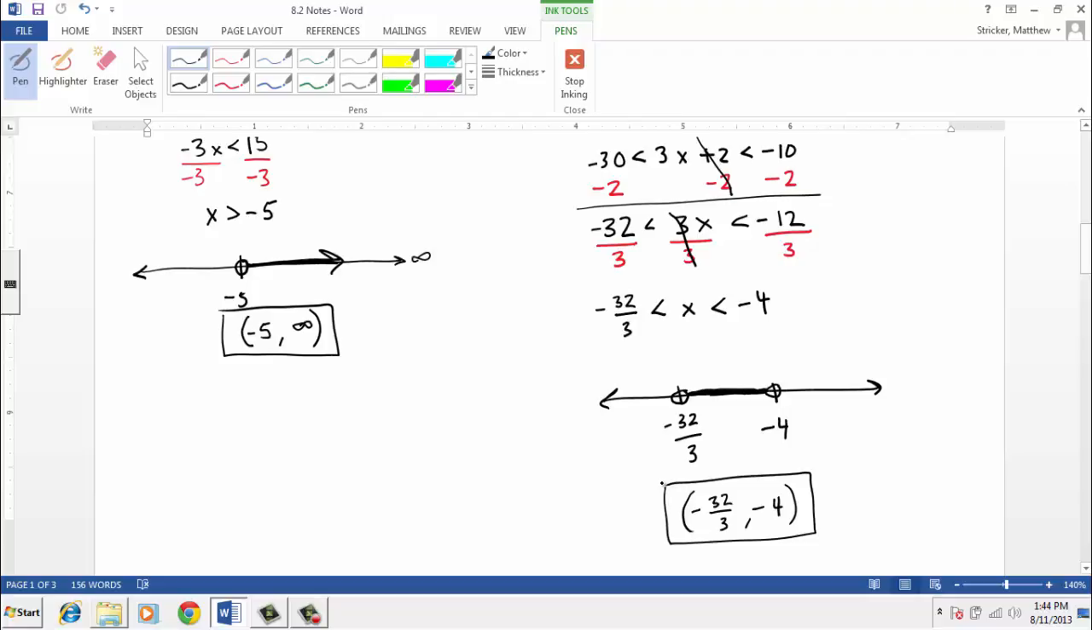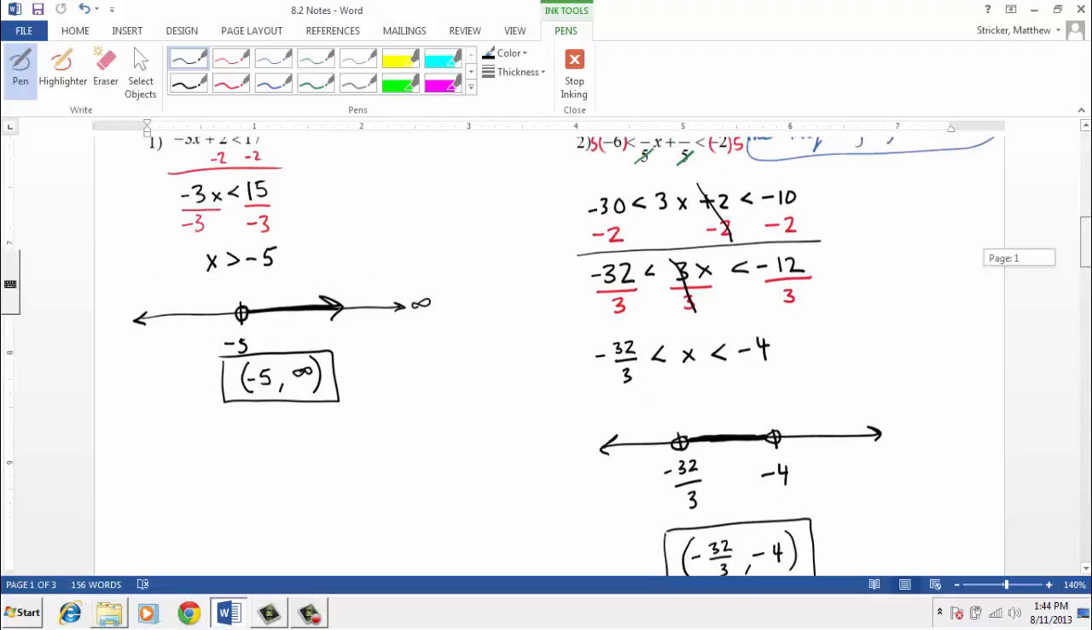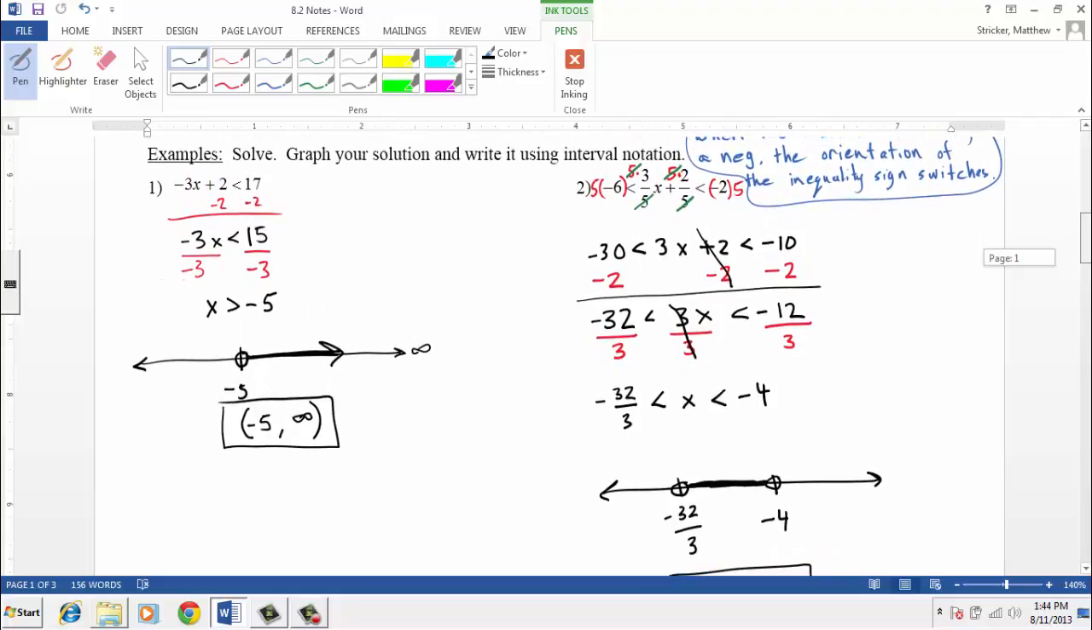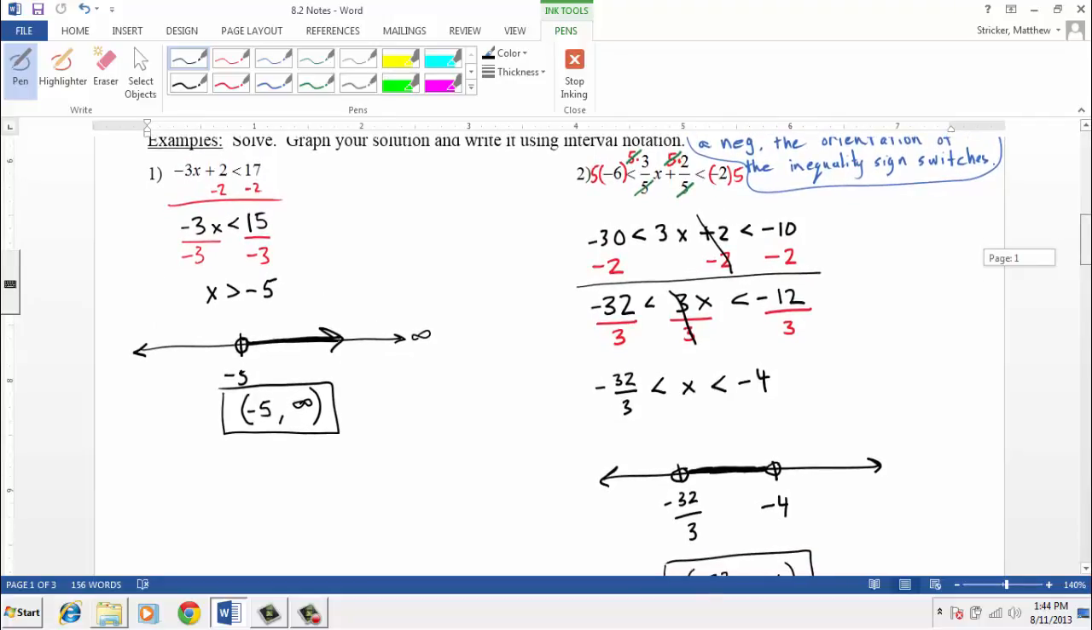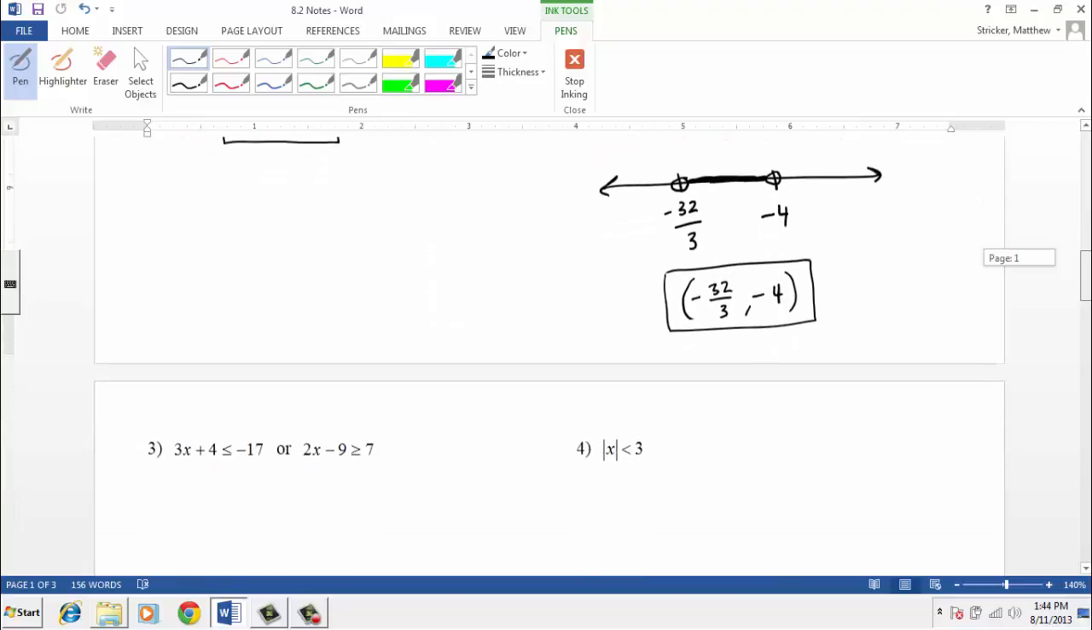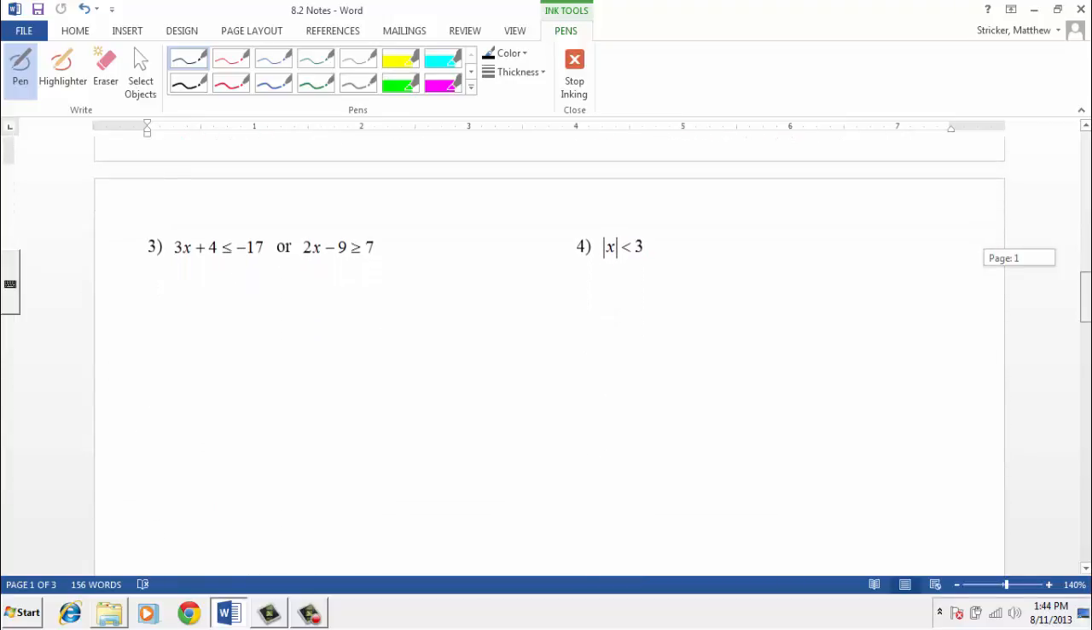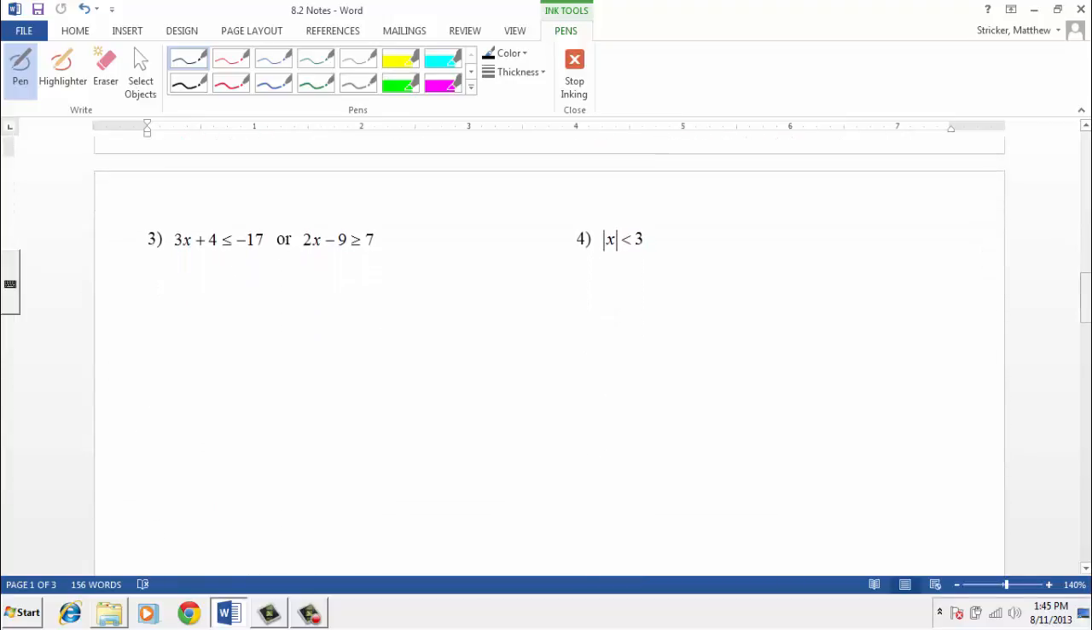So that's a couple of examples. We have a basic linear inequality in one variable. We have a double inequality. Let's now look at another type of inequality called a compound inequality. That's when you have two inequalities combined together in a single problem. And really all we do is we solve each one separately and then look at what our answer is going to look like.